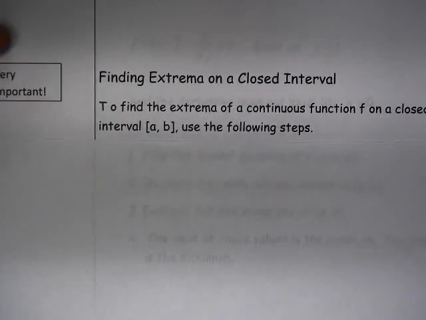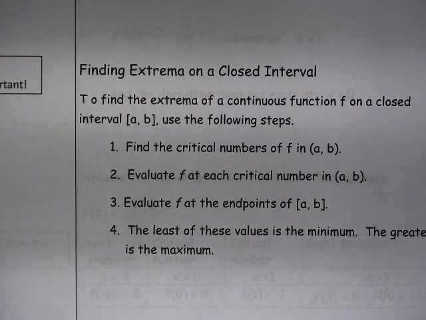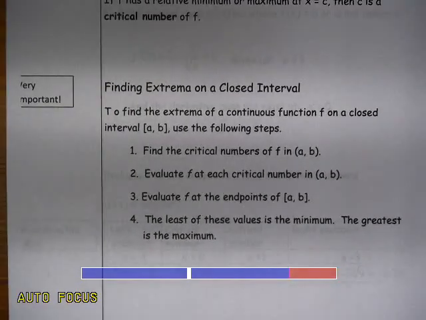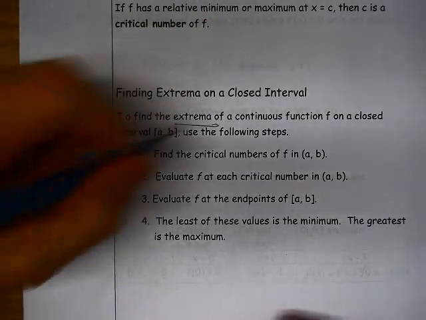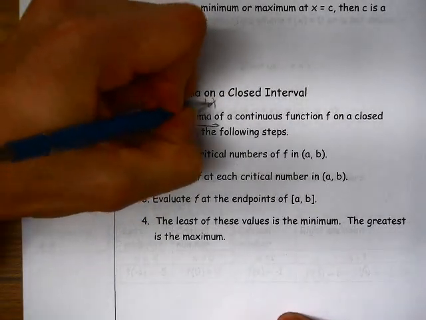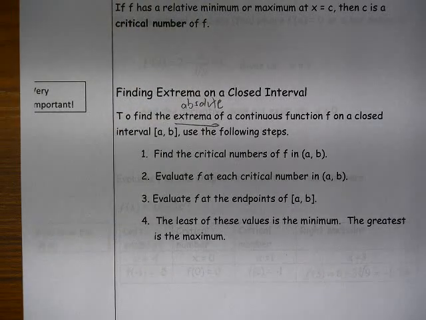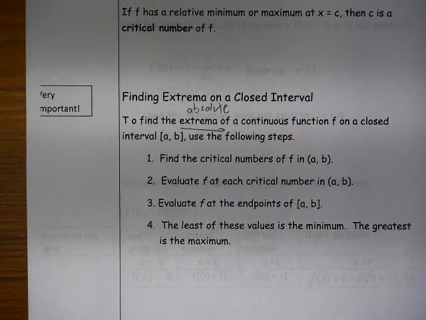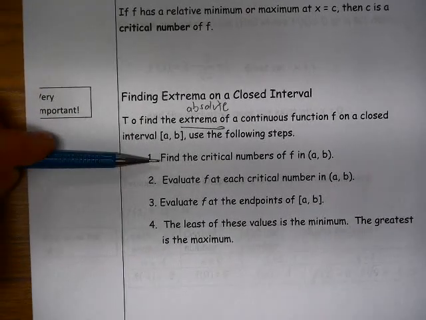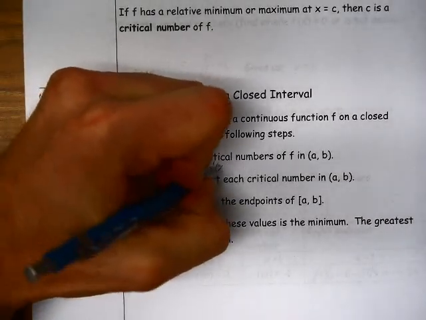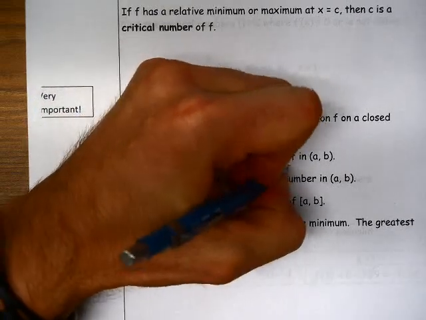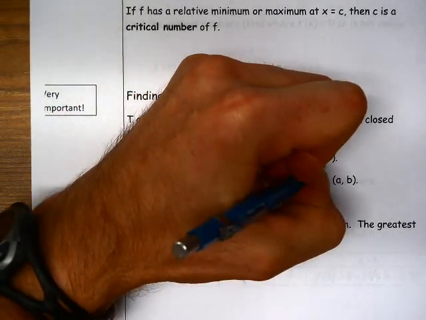So we're going to discuss this idea of finding extrema on a closed interval. This is important in the sense that when we say just find the extrema, we're talking about absolute. So there's this interpreting the problem properly. If we're asked to find the extrema, then we're being asked to find the absolute extrema. So to do that, we're going to find their critical numbers. In order to do that, we have to set the derivative equal to zero, or find where the derivative does not exist or is not defined.